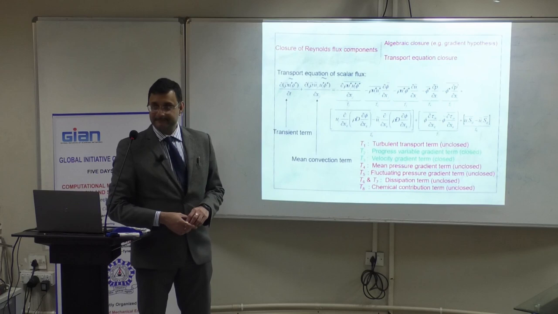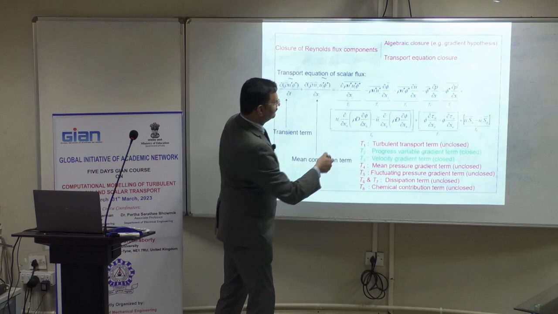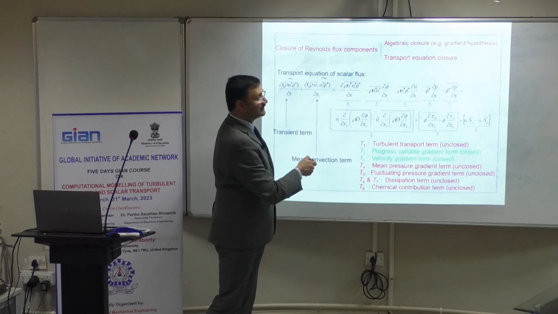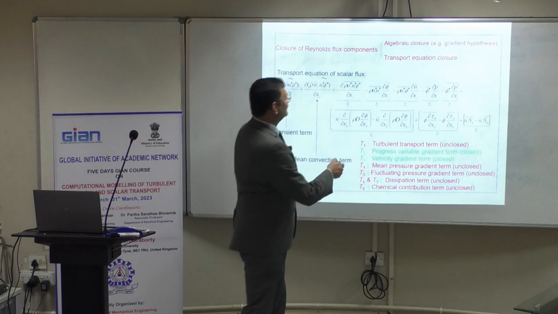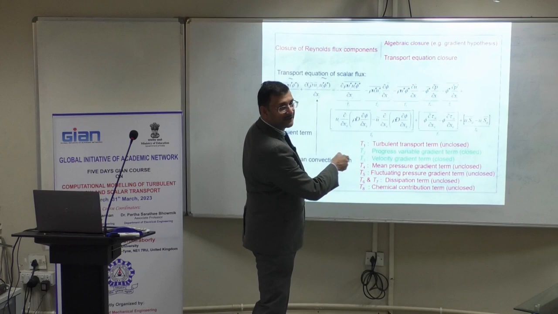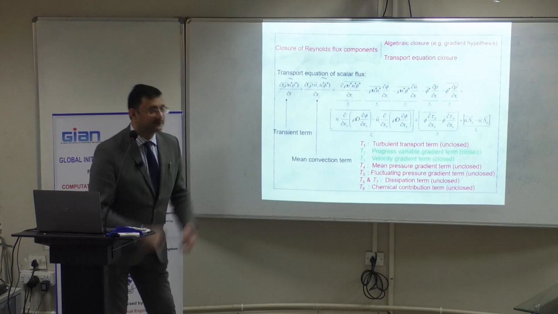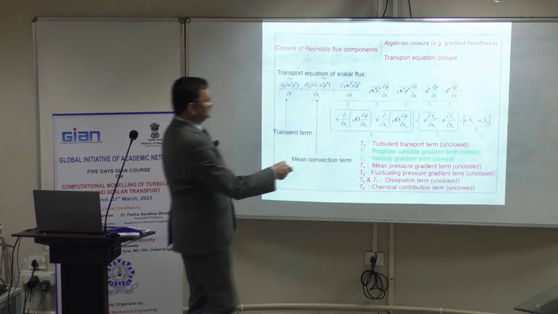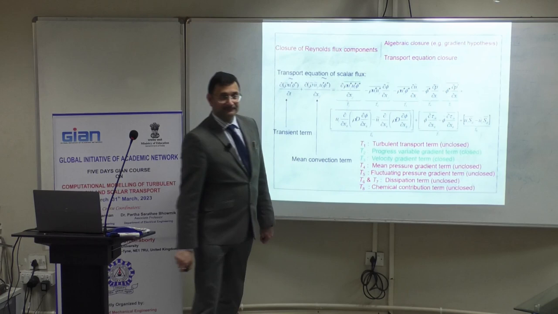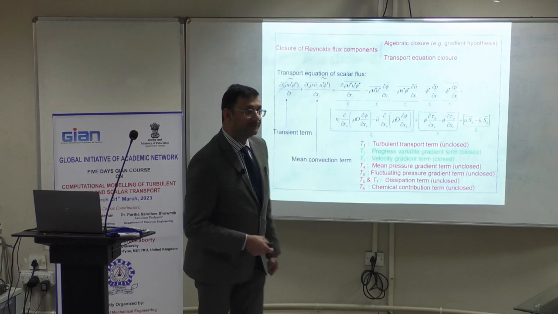These two terms, this one, in the context of second moment closure, is a closed term because you are already solving for the Reynolds stress. The mean scalar value is already known, so you should be able to evaluate this contribution without any extra model. Obviously, you need a model for this. Okay? This term is also closed because you are already solving for this. And mean velocity will be available to you anyway, so you don't need any extra modeling.